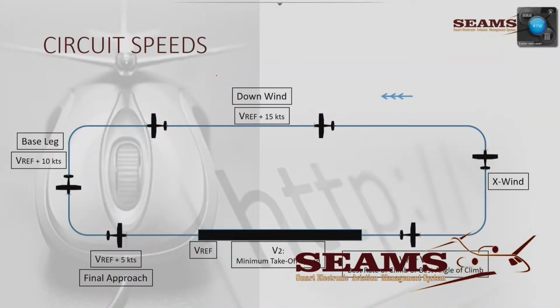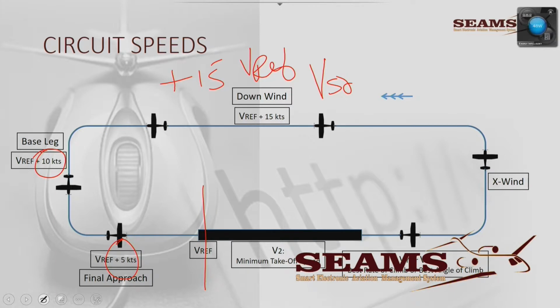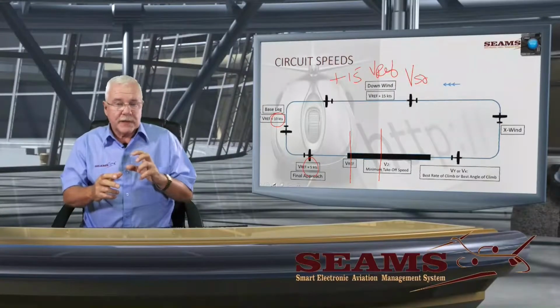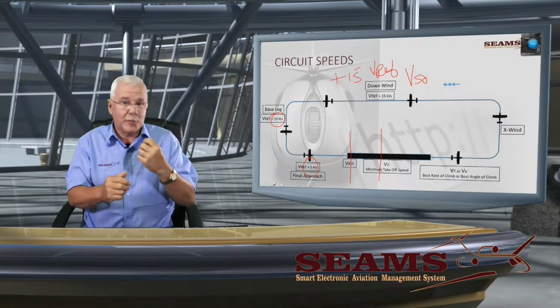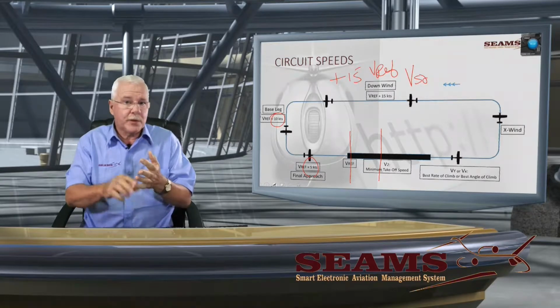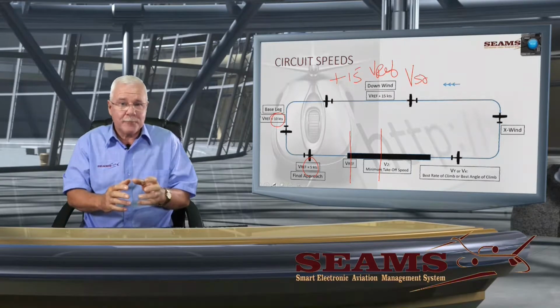I brought some extra stuff here. We've now done the circuit. We worked out the VSO, then we worked out the VREF, then we added 15, 10 and 5, and we've got the VREF. And then we land. But if we go around, and remember this is where many of the accidents happen, with a hold-off where we balloon, there's crazy stuff that we can do there. But there's one figure that we must understand.